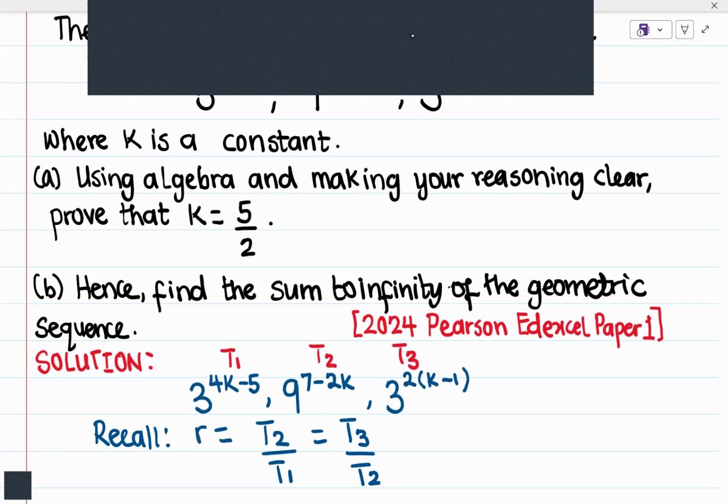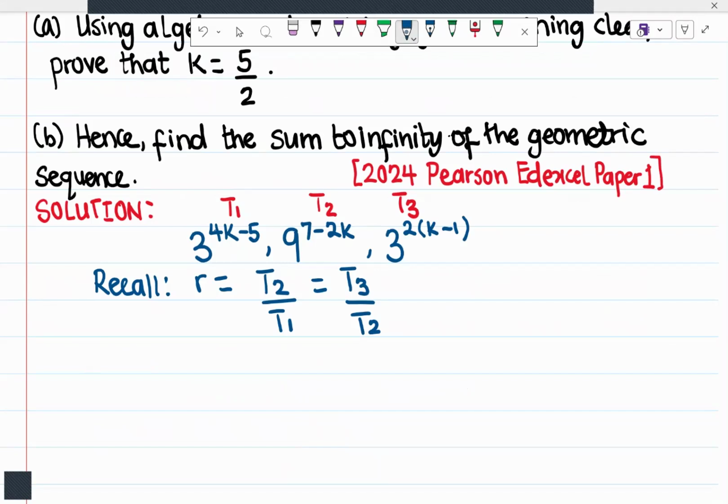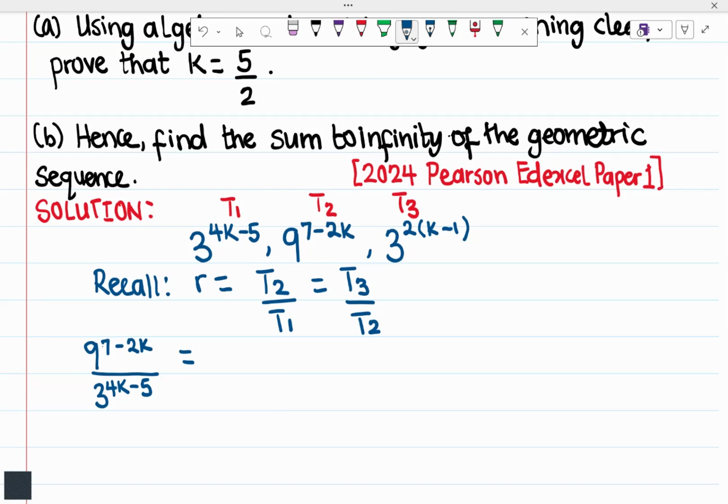Applying what we have here now, I'll be having 9 raised to the power 7 minus 2k over 3 raised to the power 4k minus 5 is equal to 3 raised to the power 2 open bracket k minus 1 over 9 raised to the power 7 minus 2k. If you look at it now, all the bases there are multiples of 3, both 3 and 9. But I want everything to have equal base. That means to be in 3s.